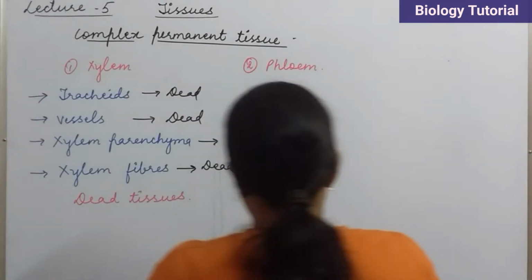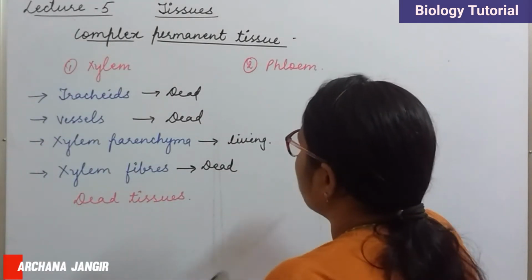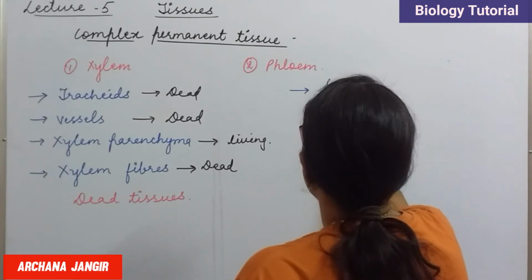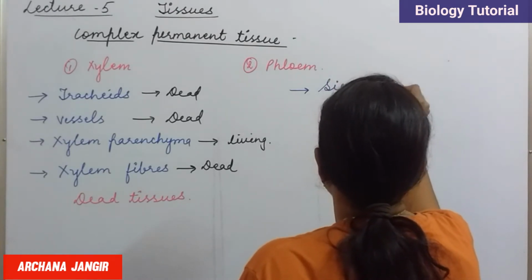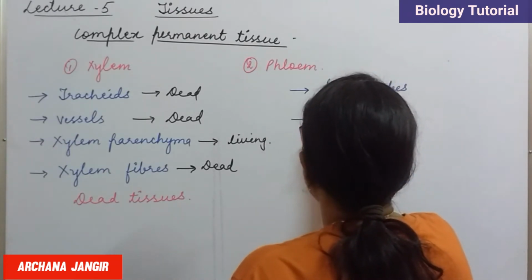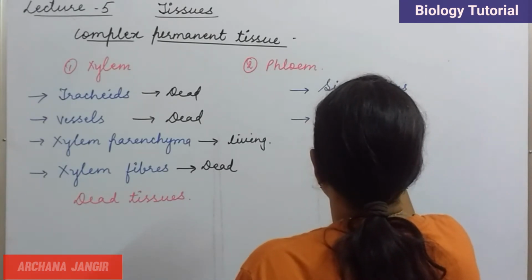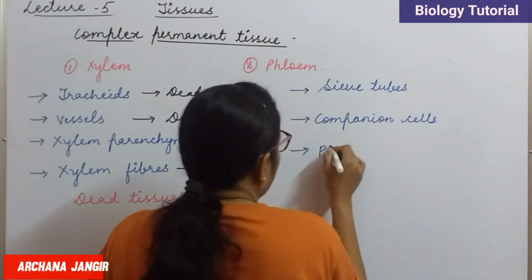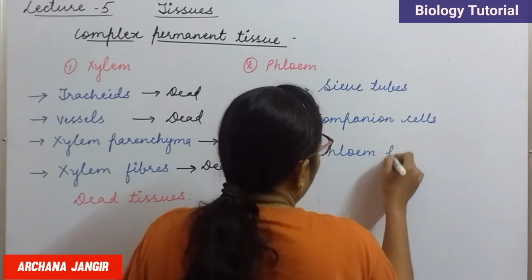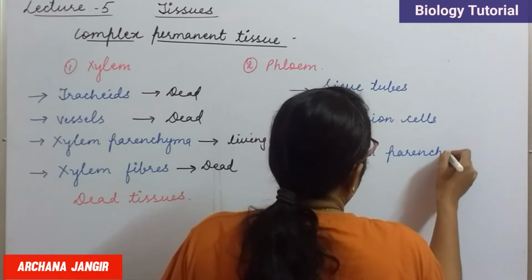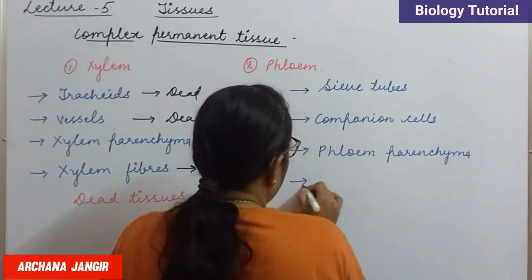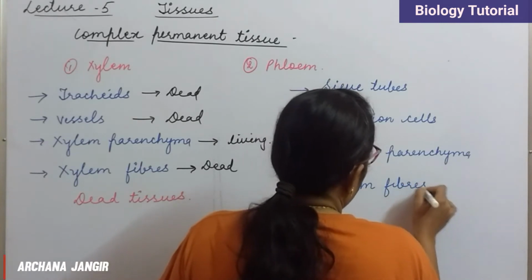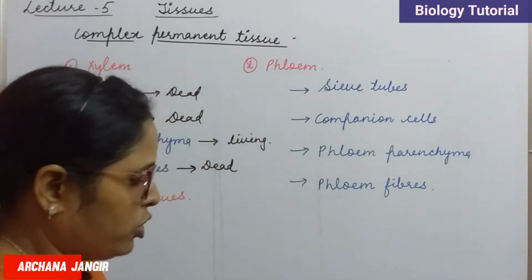One more thing, here we are going to discuss the phloem tissues. Phloem tissues are also made up of four types of cells, that is sieve tubes, companion cells, phloem parenchyma, and next one is phloem fibers. So these are the four important types of cells of phloem tissues.